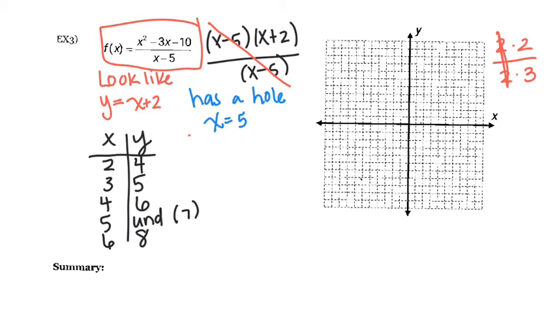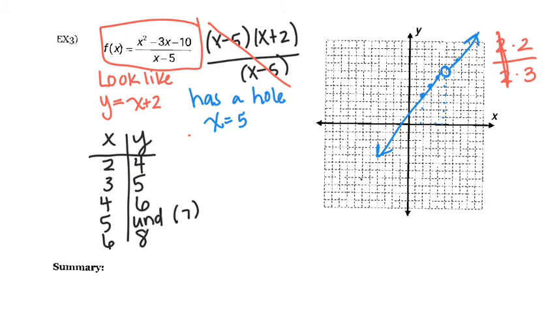So I'm going to find that: 1, 2, 3, 4, 5, then 1, 2, 3. That's where the hole is. That's where it's undefined. I can plot the rest of these points, 2, 4. Okay, it just looks like this. But my line cannot go through it, because I have created a hole in that spot at x equals 5, where if I plugged something in, I would get a 0 in the denominator.